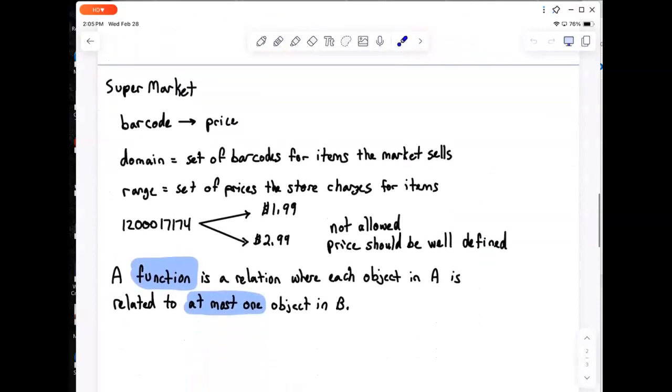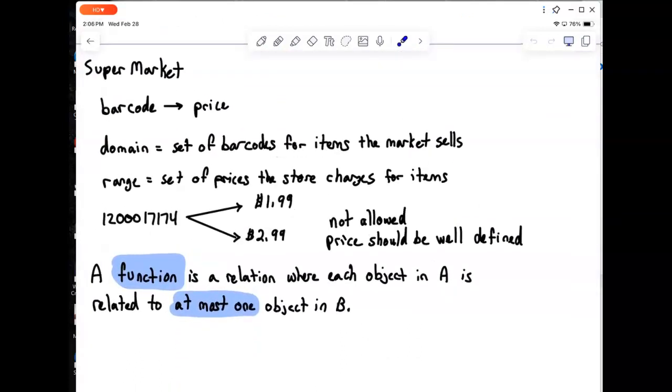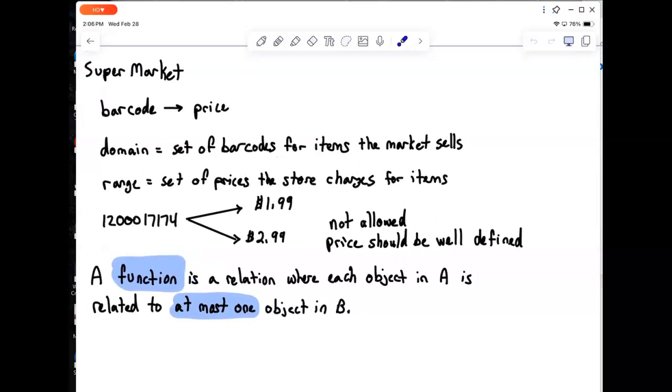And then we looked at the fact that there are situations where we need things to be a little more restrictive than what a normal relation does. Normal relation allows your input value to have as many outputs as it wants. But in a place like a supermarket, we would not want that to happen. We would not want to have that relationship. So we define a new object which has this idea of being well defined. Just like our arithmetic, 5 plus 4 is always 9, right? It'll never be anything else.